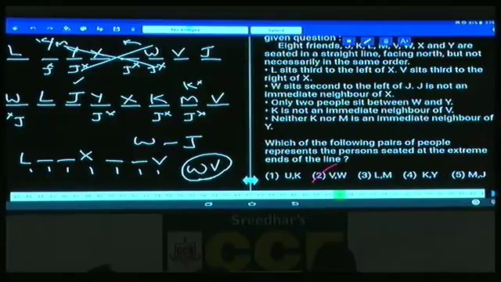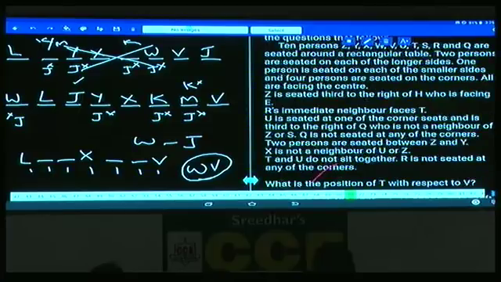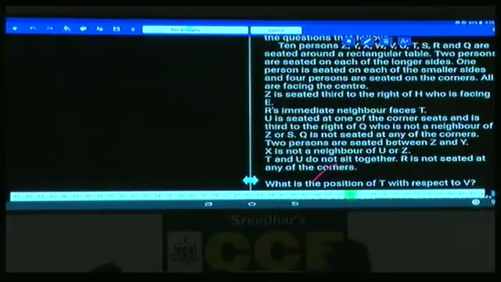Based on a row arrangement, 8 persons facing towards north. Done with this? Then 71 onwards. Now question number 71 to 75. 10 persons Q, R, S, T, U, V, W, X, Y, Z, in the reverse order, are seated around a rectangular table. 2 persons are seated on each of the longer sides.